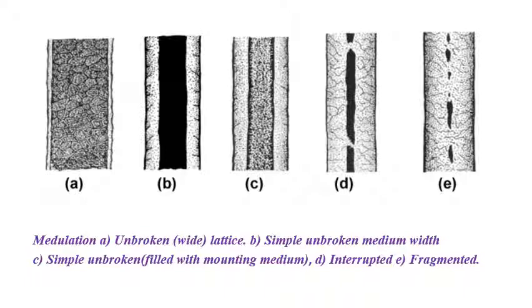In case of C, it is again simple and unbroken, but it is being filled with mounting medium, so the look is transparent. In case of D, there is some interruption, and the thickness of the medulla is less because the fiber diameter is less here. And in the last one, E, we can see it is fragmented.